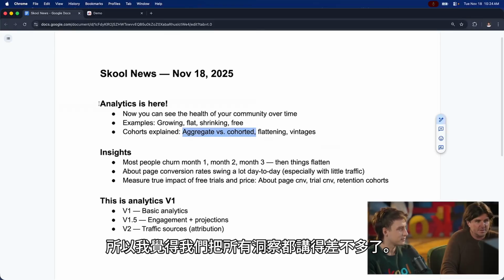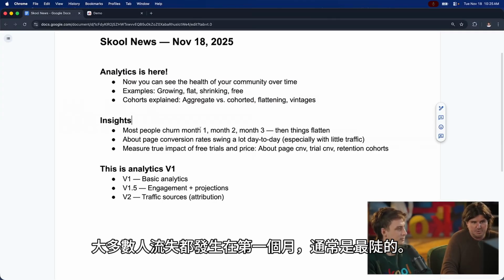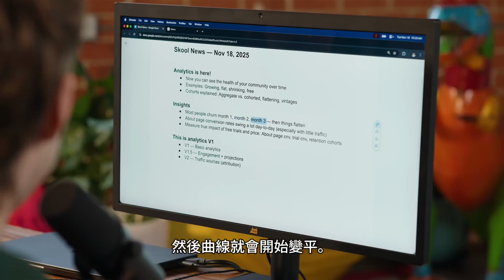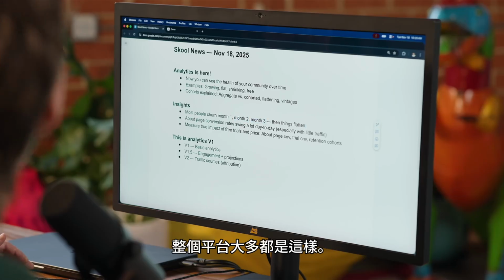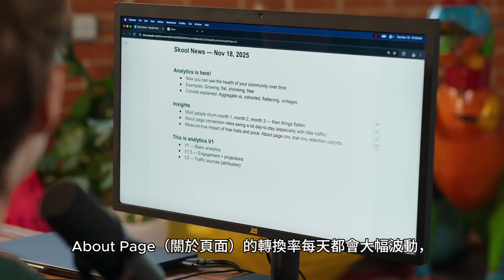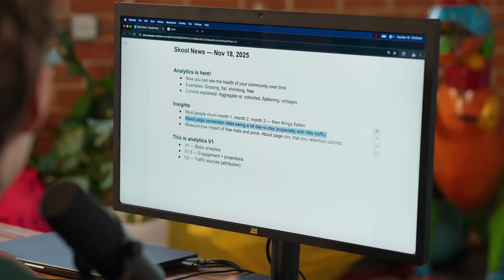So I think we explained all of that. Insights. We kind of covered this. Most people churn month 1. That's the steepest churn most of the time, followed by month 2 and then month 3, but then things flatten. This is what we see across the board. Yours might be slightly different, but you should look to see when your cohorts flatten. About page conversion rates swing a lot day to day, especially with little traffic.